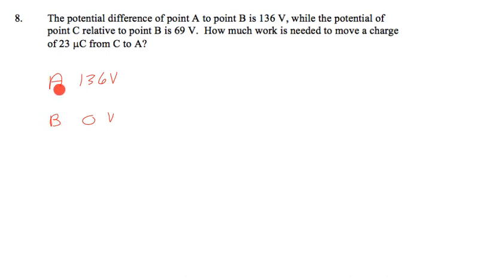Or if I already had B on the board as 0, and I said B to A was 136, then A would have to be down here, and I'd have to write negative 136. All right? So I know that. Now it says the potential of C to B is 69. Well, 69 is a smaller number than 136, so C would actually fit right in between them. And I'm going to put 69 right there.